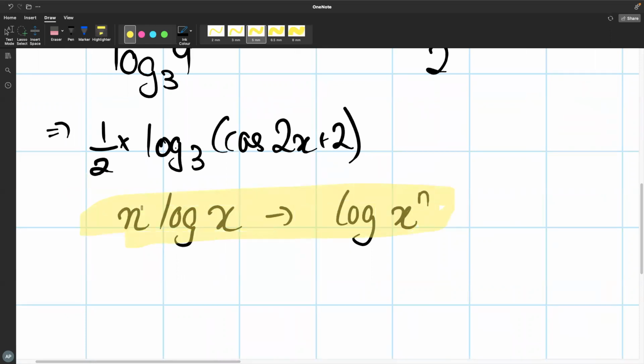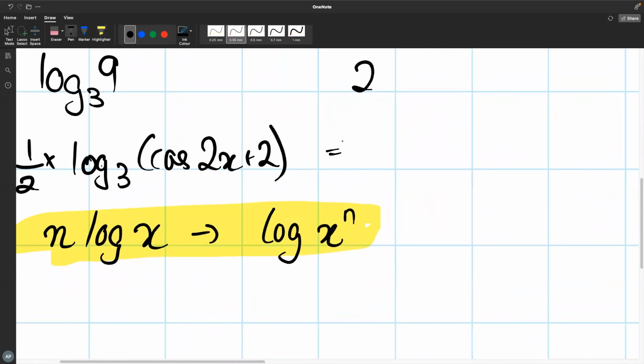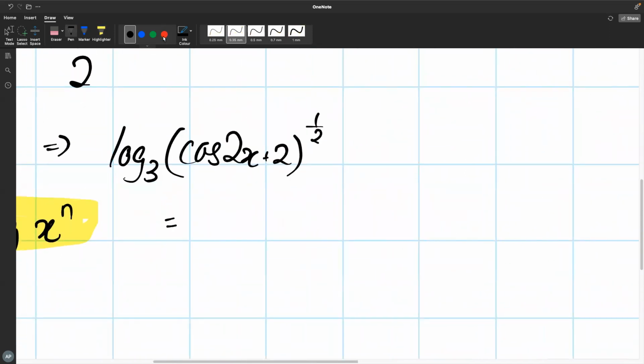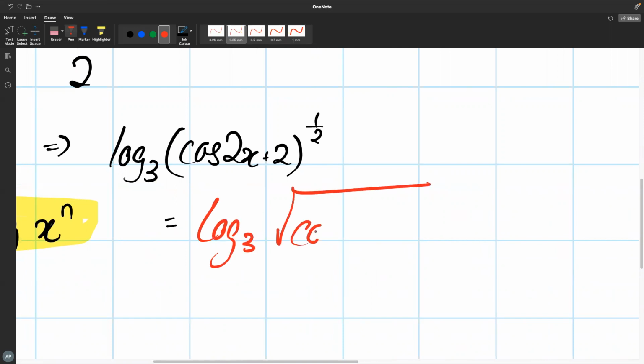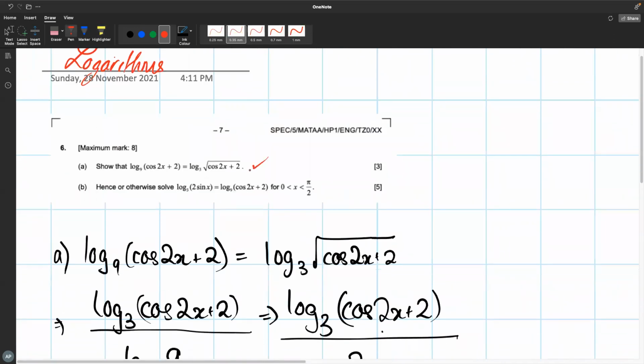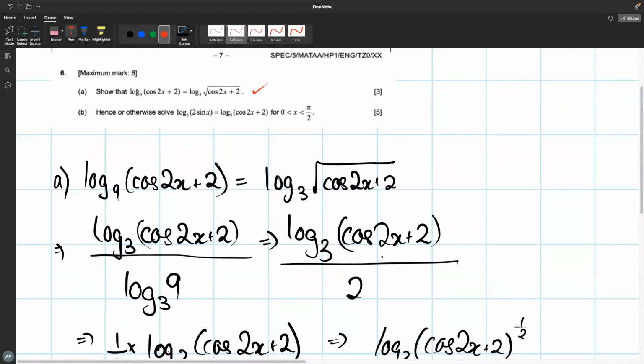So therefore we can write this, what we have here, as log base 3 of cosine 2x plus 2 to the power of half. And we know that anything to the power of half is essentially just square rooted. So this is equal to log base 3 square root of cosine 2x plus 2. So there you go. We have solved the first part of the question. Now, second part, we must solve log base 3 of 2 sine x is equal to log base 9 of cosine 2x plus 2.